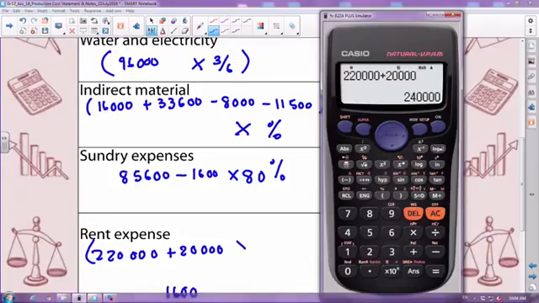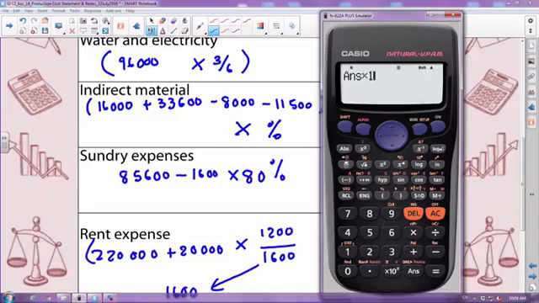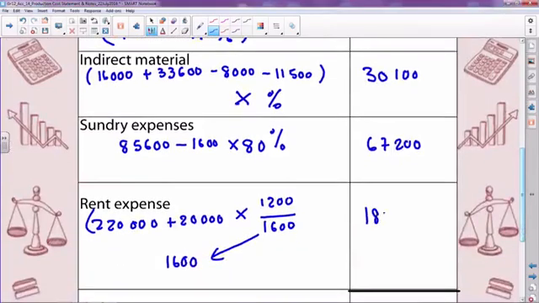Multiply that by 1,200 divided by 1,600. And you know that that came from your total floor space. So immediately you say times 1,200 divided by 1,600, and my answer is 180,000. 180,000 would be the rent that is attributed to the factory.